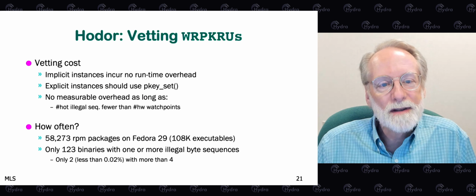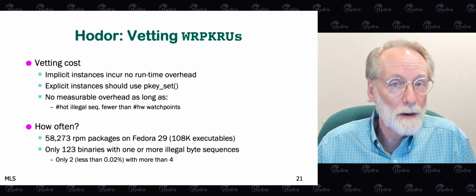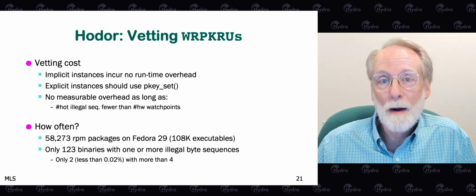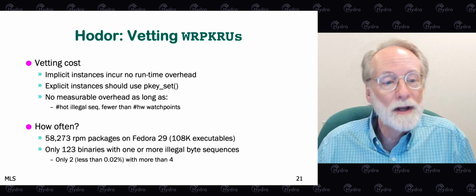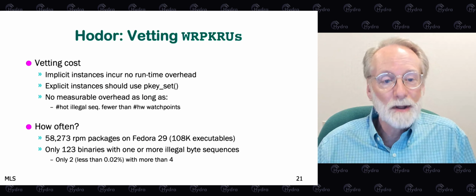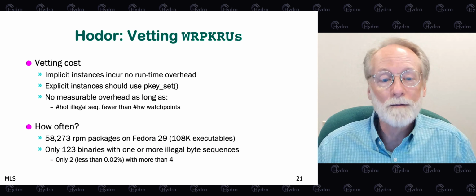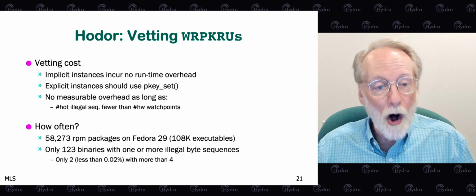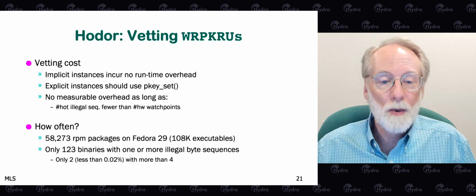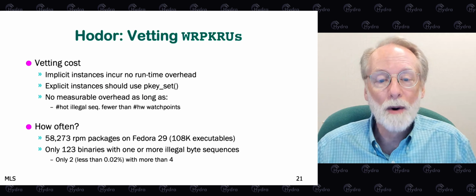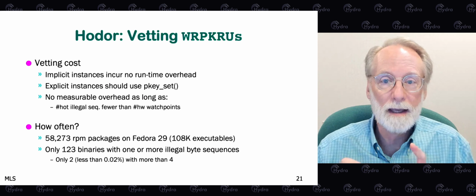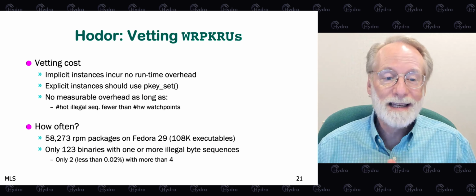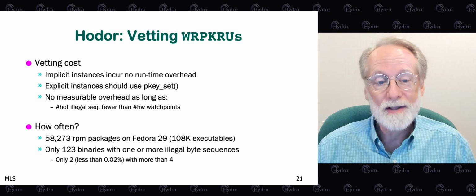For other instances that might be an indication of a bug or malice in the application, we do have to be concerned. So to get a sense of how often this is likely to happen, we downloaded all 58,000 plus binary packages available for Fedora 29. That's 108,000 separate executables, and we scanned them all. There were only 123 binaries that had one or more instances of the WRPKRU instruction in them. And only 2 of those 58,000 packages had more than 4 instances.